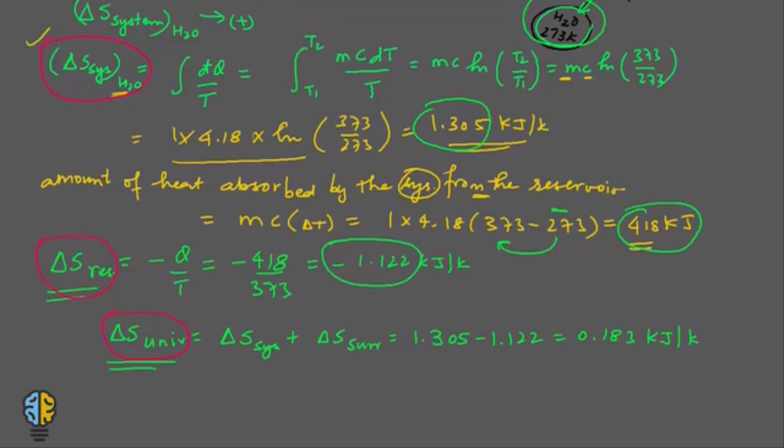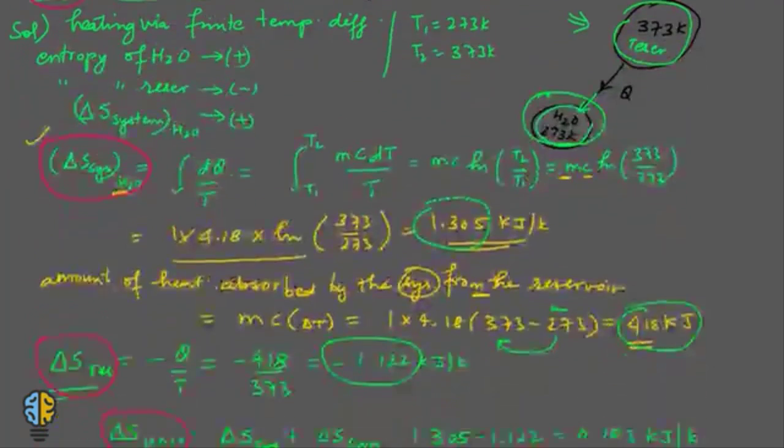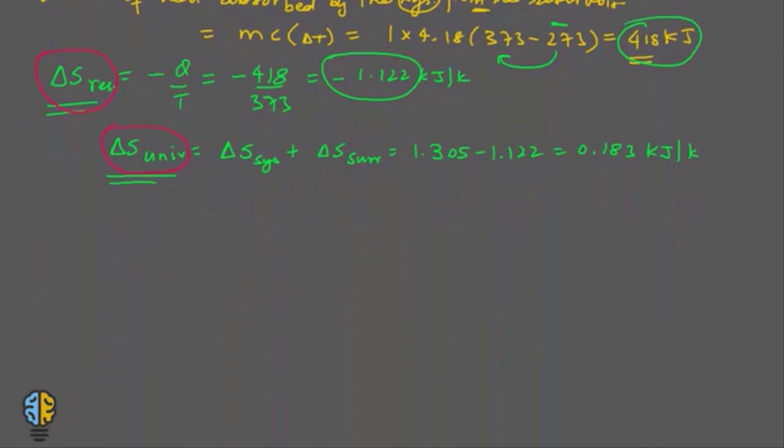Now let's go to the second part of this question, which says, if water is heated from 273 to 373 by first bringing it in contact with the reservoir at 323 and then with the reservoir at 373, what will be the entropy change of the universe in this situation? Okay, so now this is a very simple case, not a very difficult case. Now let's go to solution B.